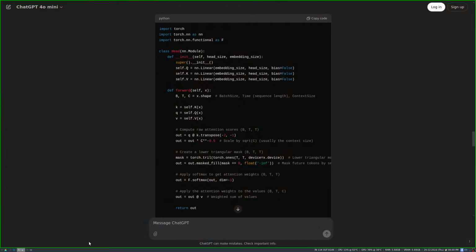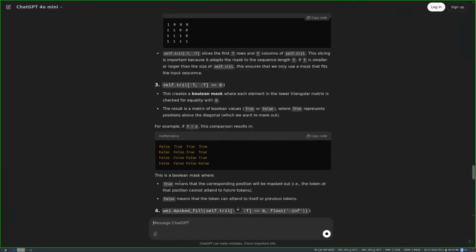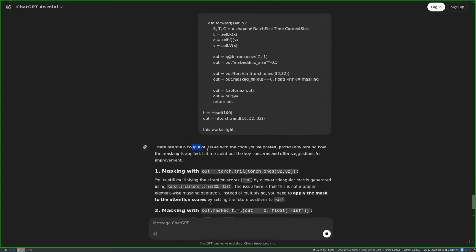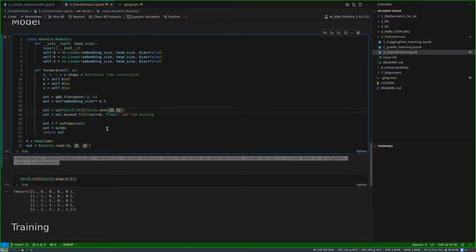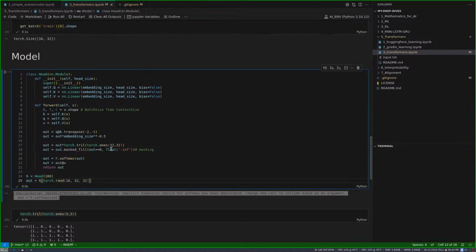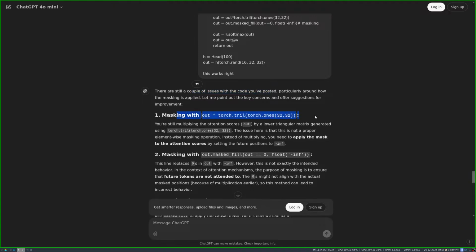How about now? There's still a couple of issues. Why does this 32 come? The masking has multiple issues caused by the lower triangular matrix. There's a proper element wise multiplication of a mask of attention.